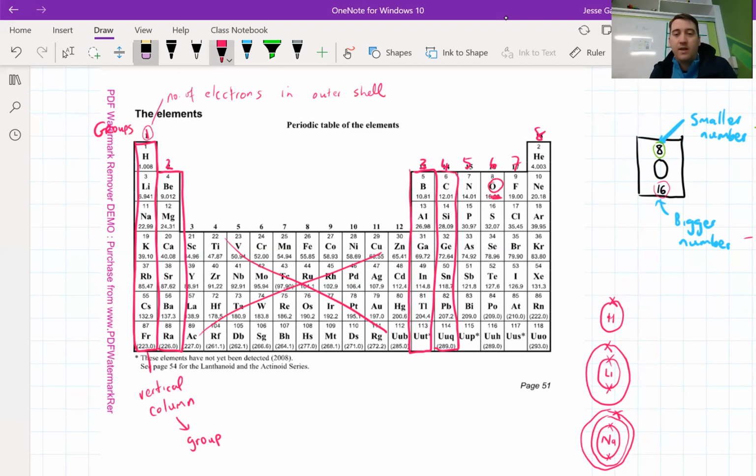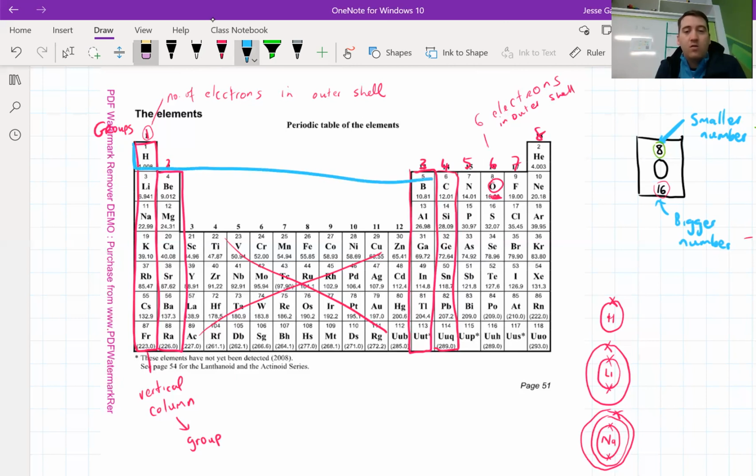It's over here, and it's in group 6. So that means 6 electrons in the outer shell. Now, it's got more than 6 altogether. It's got 8 electrons. So it's got 6 electrons in the outer shell. That's what the group number tells us. All right, we're now going to highlight some more elements. I'm going to highlight in blue some more groups of elements. So here I've got horizontal rows.